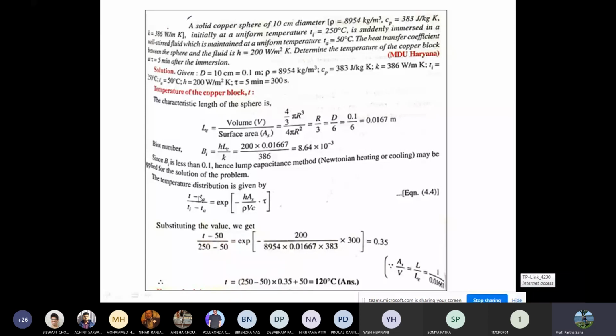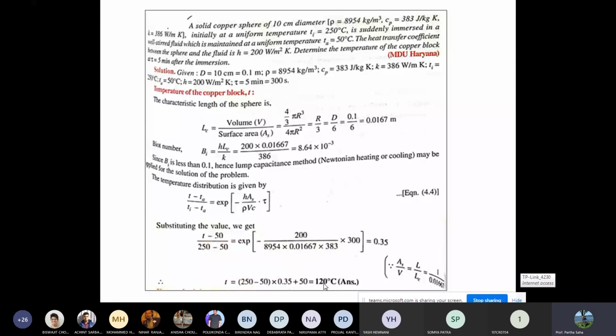Now we have to determine the temperature. The ambient temperature is given as 50 C, and the initial temperature is 250 C. So 250 minus 50, and T minus 50. Time is given as 300 seconds, right? 5 minutes, that is 300 seconds. And then all other parameters are known. So you solve for T, that is 120 C.